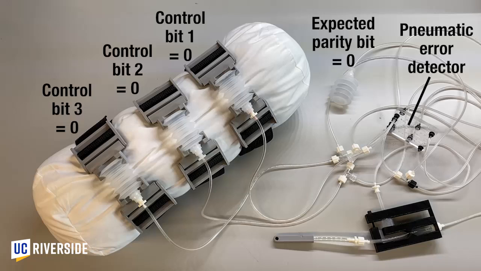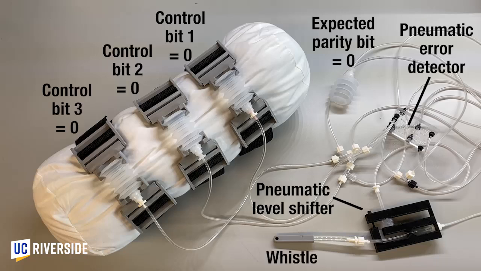The pneumatic error detector's output can be used for a wide range of different purposes. In this example, we've connected the error output to a black 3D printed pneumatic level shifter we developed that converts the error vacuum to a positive pressure. This pressure output is in turn connected to a gray 3D printed whistle that will alert the user of a problem with the IPC device.